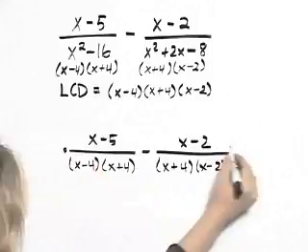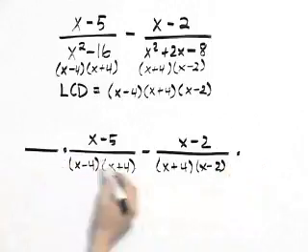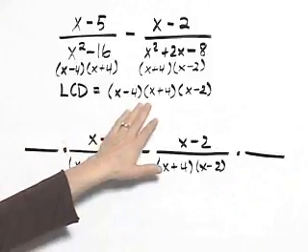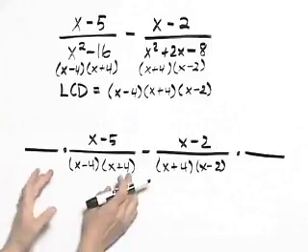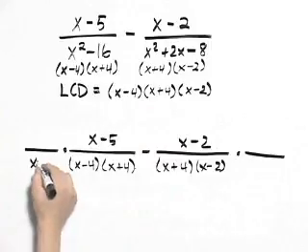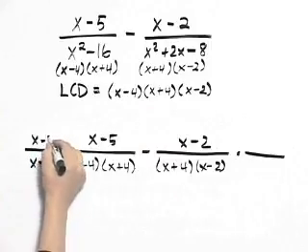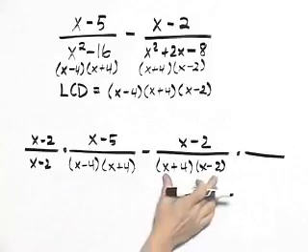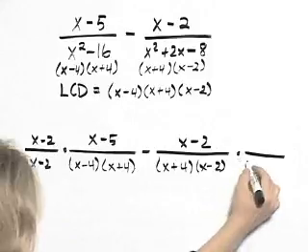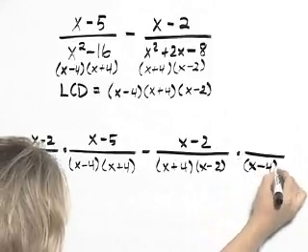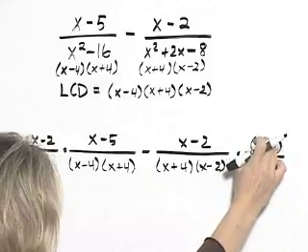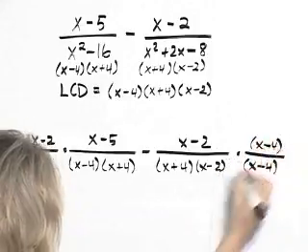I'm going to multiply each of these by a form of 1 that will allow us to get a denominator that matches our LCD. For the first fraction, we have x minus 4, x plus 4. We need the factor of x minus 2. So I will multiply both the numerator and the denominator by x minus 2. For the second fraction, we have x plus 4, x minus 2. We need x minus 4. And so I will multiply the numerator and the denominator times x minus 4 over x minus 4.